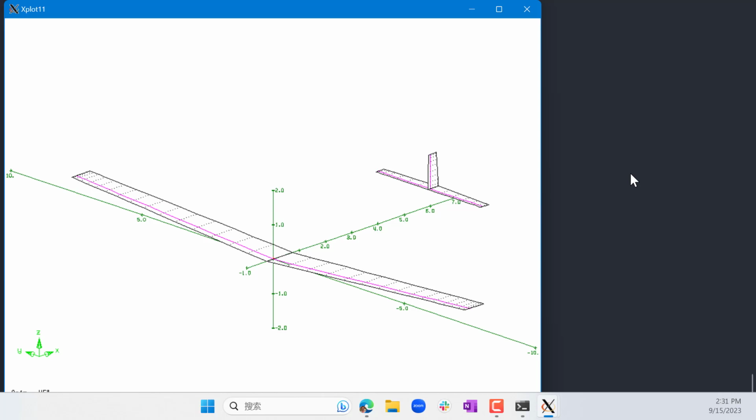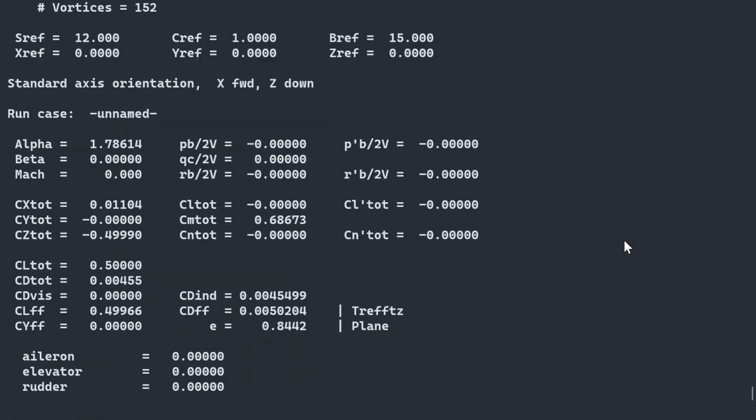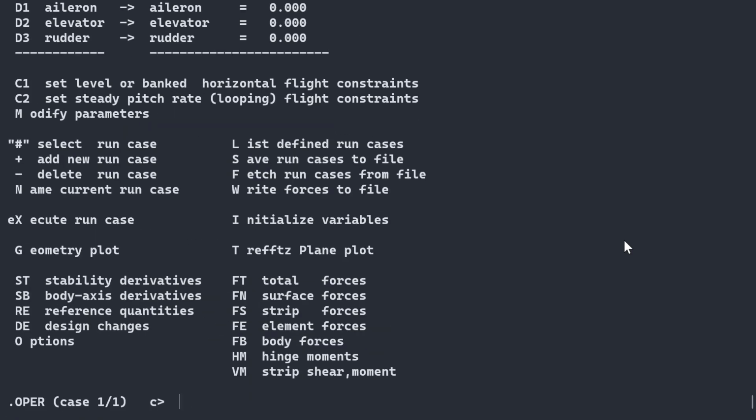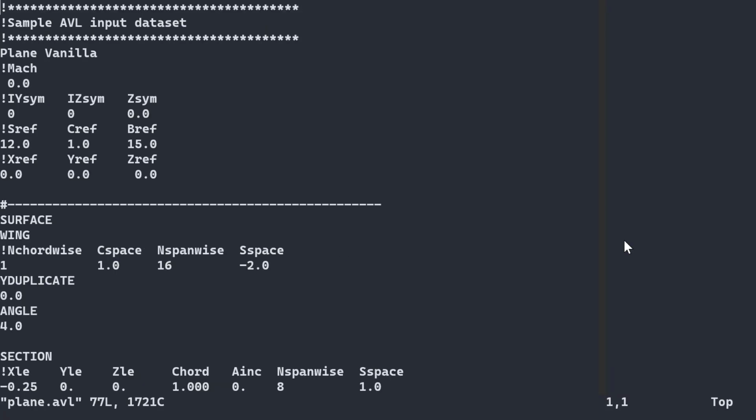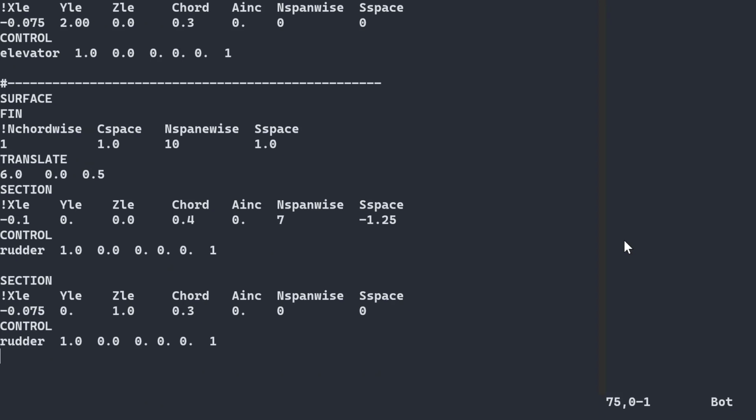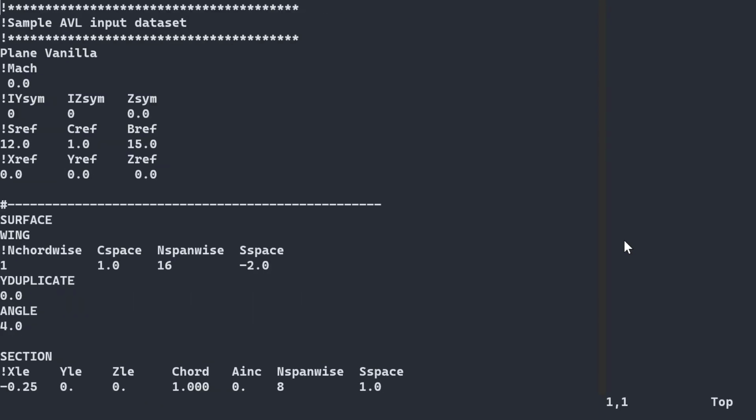While you guys are downloading, maybe I'll first explain the input of this AVL, right? If you can open a plan.avl using any text editor, you're going to see it's a text file, and it's a fairly short text file, like 77 lines, with plenty of comments. Anything that starts with an exclamation mark is a comment, so you can delete it or change it. It has absolutely no impact on what this airplane is.